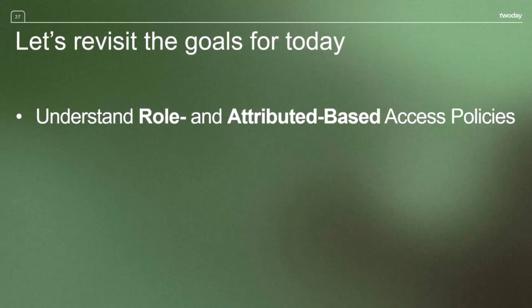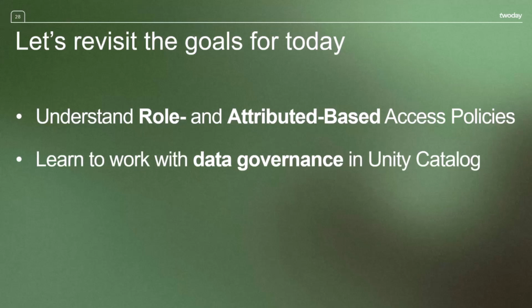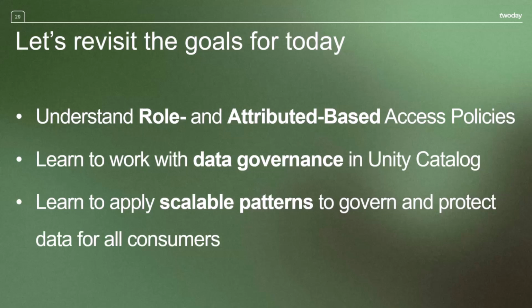So getting back to where we started, we got to understand a little bit about what role and attribute-based access policies are. We got to work in practice with data governance in Unity Catalog, and we got to see at least how to apply some of the patterns on how to govern and protect your data.